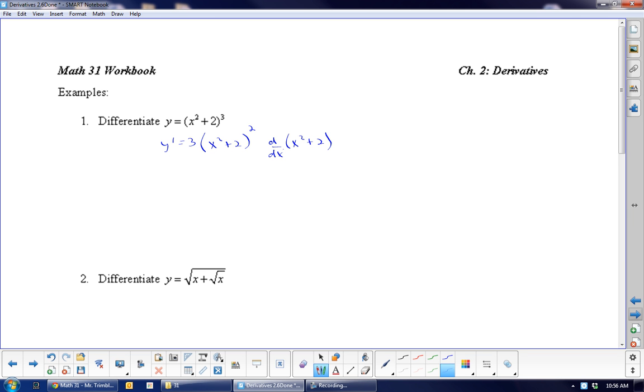So I'm doing this in 2 steps to show you that first of all, do the outside times the derivative of the inside. I haven't done the derivative, that's why I wrote d over dx. So then y prime would equal 3 times x squared plus 2 squared times the derivative, which would be 2x. Therefore, y prime, all you have to do is get everything together. You've got 3 times 2x, that equals 6x times x squared plus 2 squared.